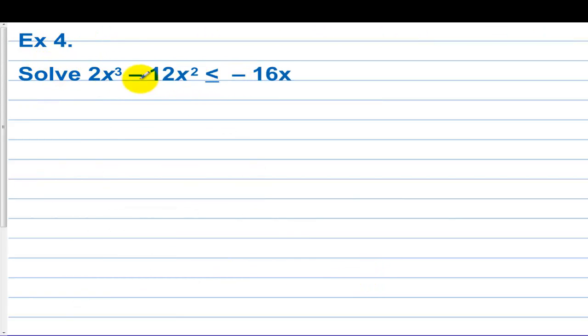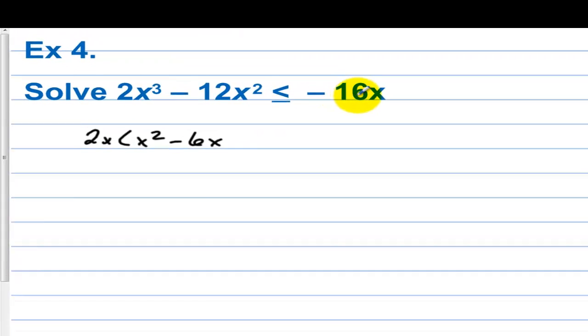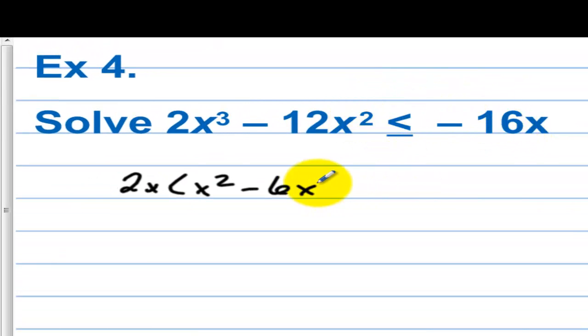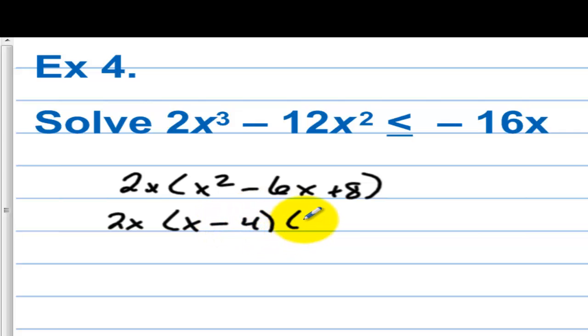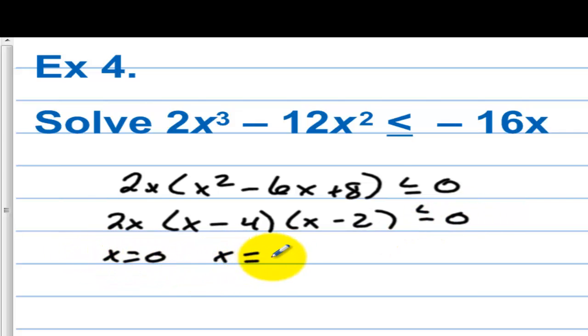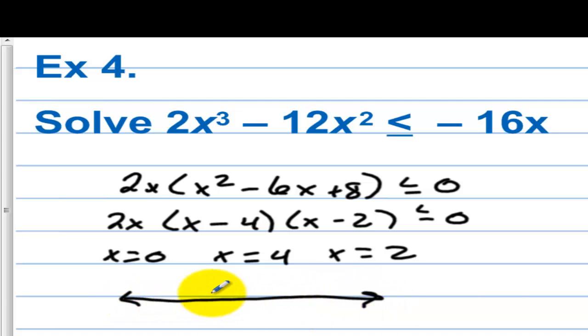Example 4, solve this. Well, let's get everything to one side, and we can factor a 2x out. We have x squared minus 6x. Now, when we add this over, that'll be plus 16x, but we're taking a 2x out, so that's going to be plus 8. We have 2x, and then we have x minus 4 and x minus 2. And all this is now less than or equal to 0. So we have 0, we have 4, and we have 2. And we can include these because we have the equal to part. So let's throw these on a number line. We have 0, 2, and 4.